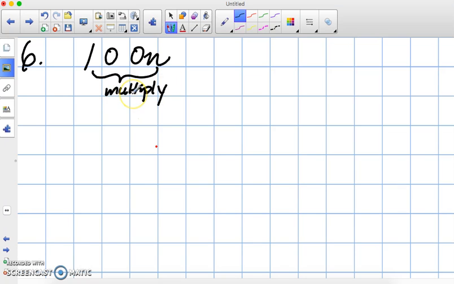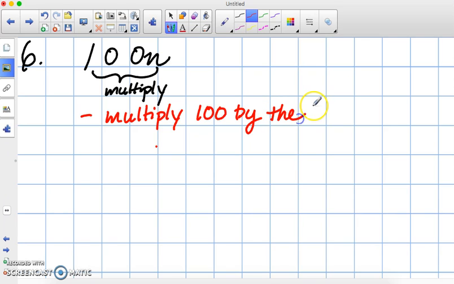So because I've already hinted that this means multiplication, when you interpret this, you would say multiply 100 by the number n stands for. Now, with multiplication, the order in which you interpret it doesn't matter. It's really with subtraction where you have to be careful in terms of interpreting the order. So you could also say multiply the number that n stands for by 100. So multiply 100 by the number that n stands for.